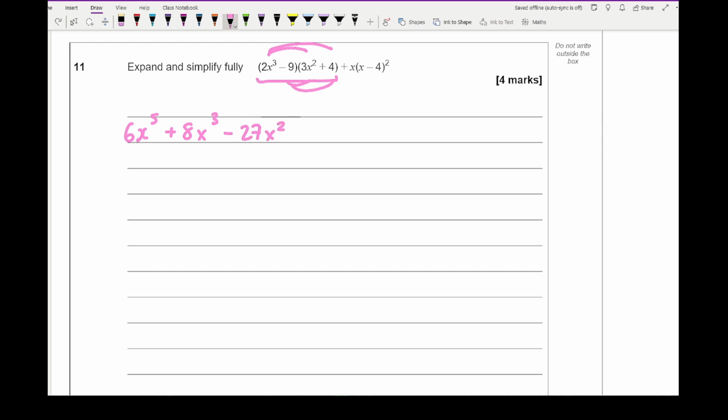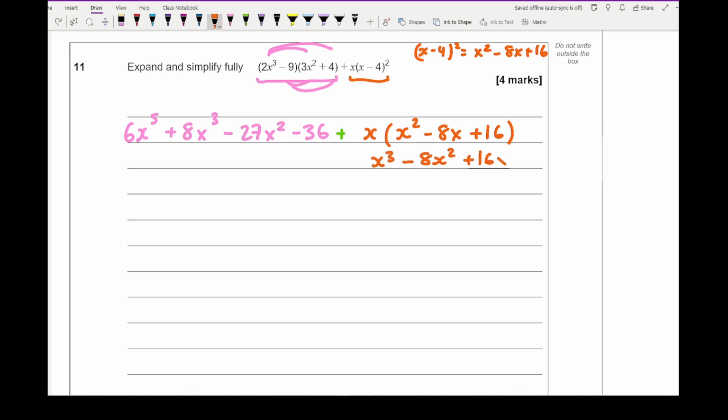And minus 9 times positive 4 is going to give me minus 36. Now I then need to add, and then working with this, let's do it somewhere else. So x minus 4 squared is going to be x squared minus 8x plus 16, and I want x lots of that, so that's going to be x lots of x squared minus 8x plus 16. Then simplifying this, I end up with x cubed minus 8x squared plus 16x.